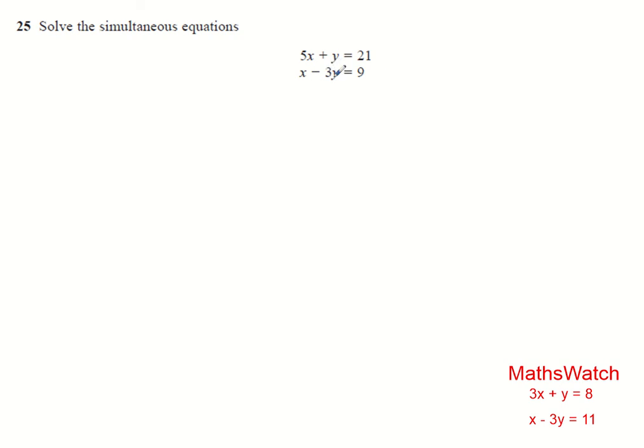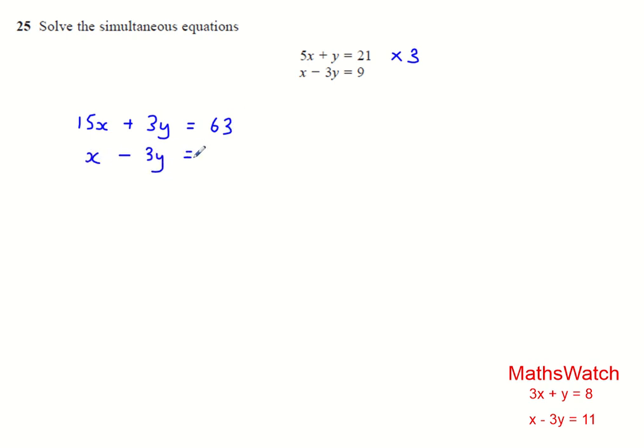So we've got 3y in the bottom part, which means we need to have 3y in the top. So in order to turn that top equation so it's got 3y, I'm going to multiply every part of it by 3. So 5x times 3 is 15x, plus y times 3 is 3y, and 21 times 3 is 63. And then I'm going to rewrite the bottom equation underneath.